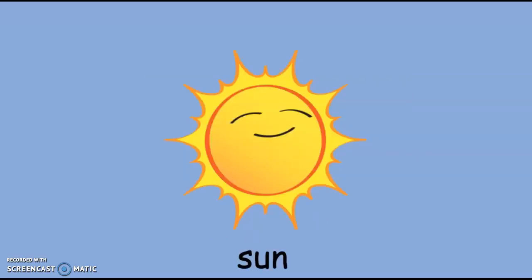Our next picture is a picture of a sun. Say that word with me and let's clap out the syllables in the word sun. You ready? Here we go. Sun. Sun is a word that has one syllable. It has one beat in that word.